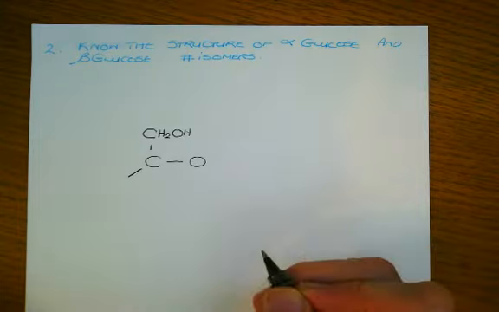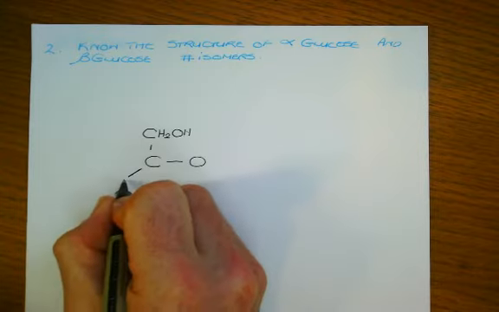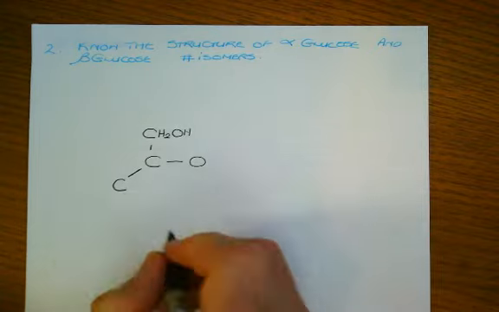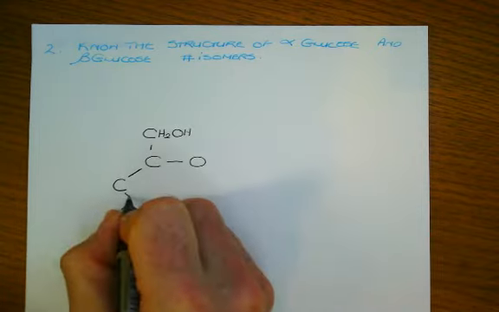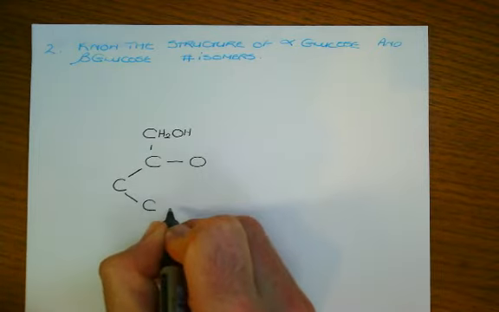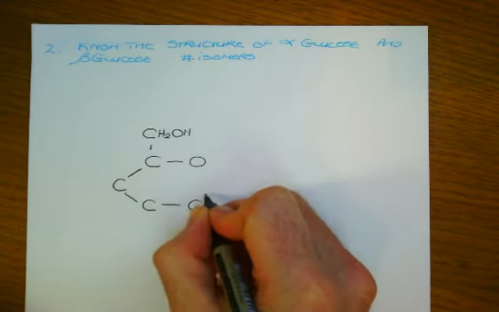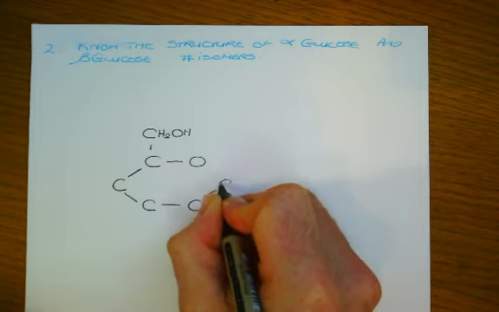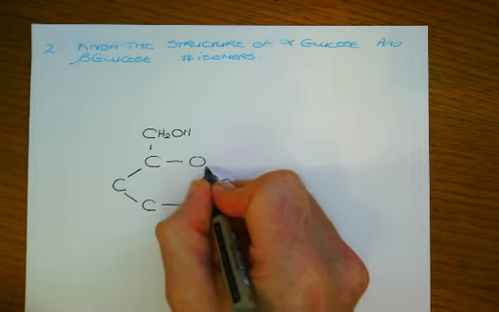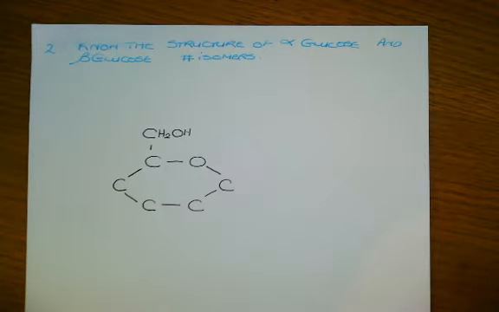Coming off from carbon 5, there is a bond to carbon 4. From carbon 4, there's a bond to carbon 3. From carbon 3, there's a bond to carbon 2. And from carbon 2 to carbon 1, and the oxygen bonds to carbon 1.